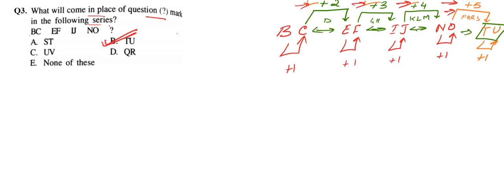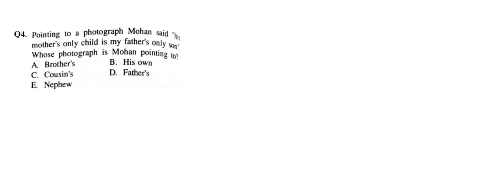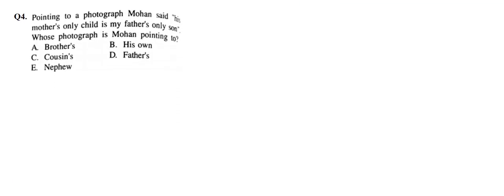Now let's move on to the fourth question, the last question of this video. The fourth question is a relationship based question. It says, pointing at a photograph, Mohan said, his mother's only child is my father's only son. Whose photograph is Mohan pointing to? The options are brother, cousin, nephew, his own photograph, or his father's photograph.